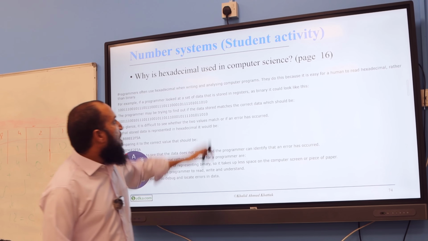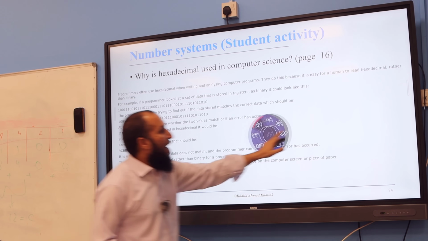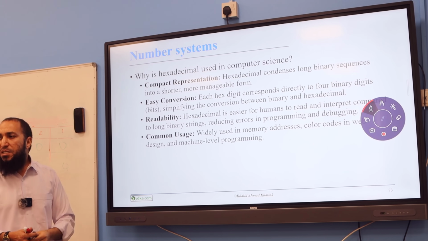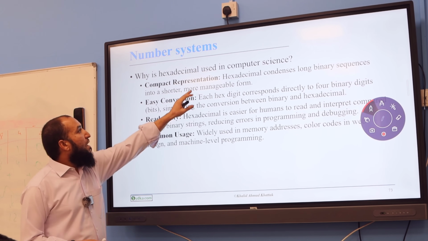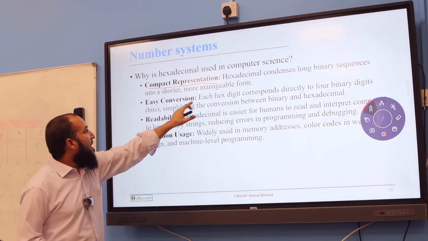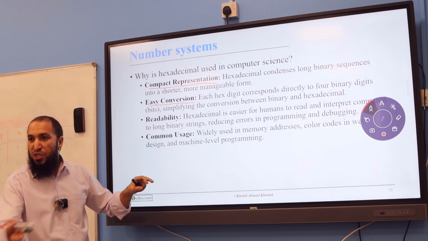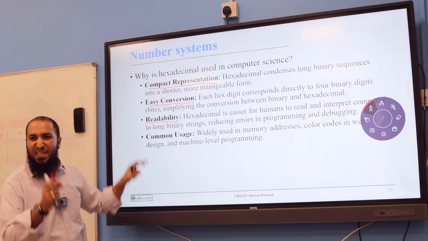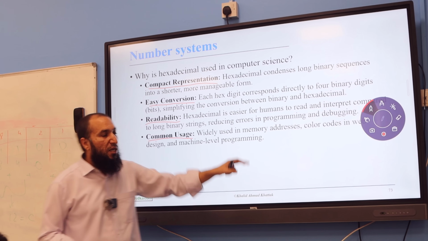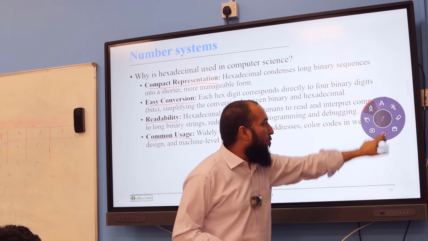If you go here, in the book it is quite big, but I have compiled them in small bits. And this is, if you see here, compact representation. This is one of the reasons. Easy conversion, which we just saw right now. Readability is easy compared to reading binary numbers. And common usage, we use it in memory addresses and in websites.